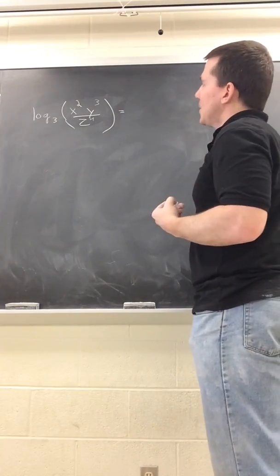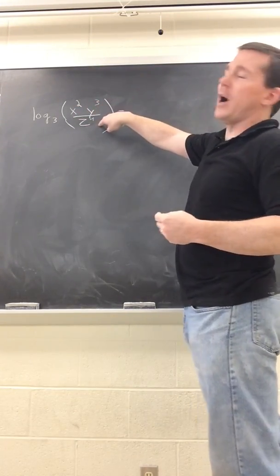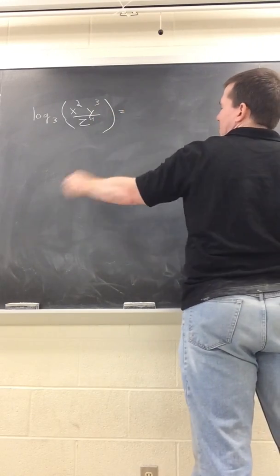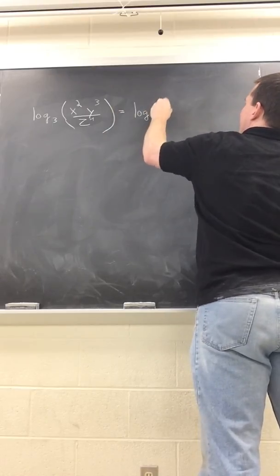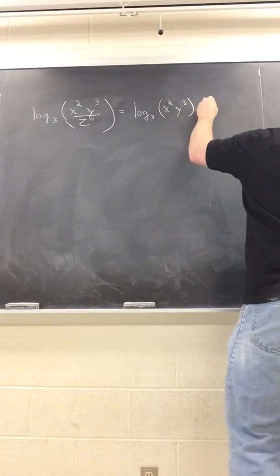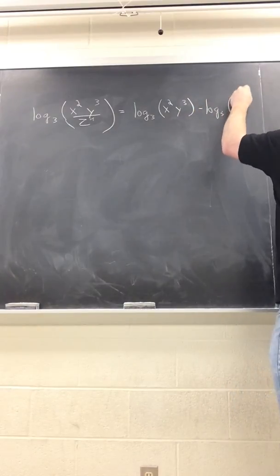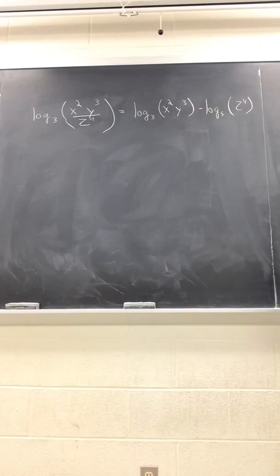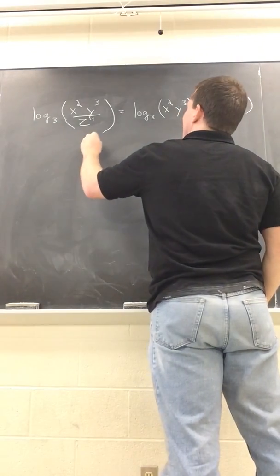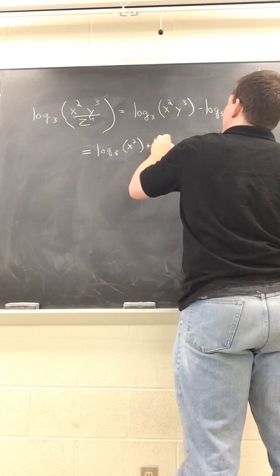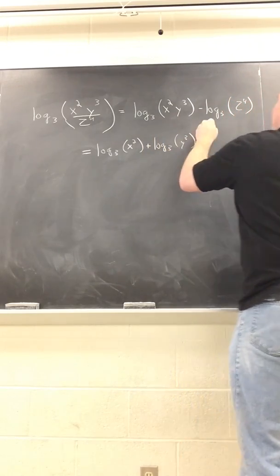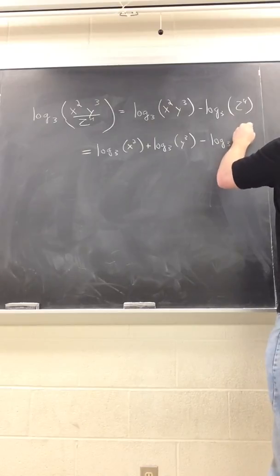So let's see. First off, this is the log of a quotient, top over bottom. So we can rewrite that, according to our properties, as a difference of logs. So that becomes log base 3 of the top, x squared y cubed, minus log base 3 of the bottom, z to the 4th. But now, the first part is the log of a product, x squared times y cubed. The other property said the log of a product is the sum of logs. So we can rewrite this as log base 3 of x squared plus log base 3 of y cubed minus log base 3 of z to the 4th.